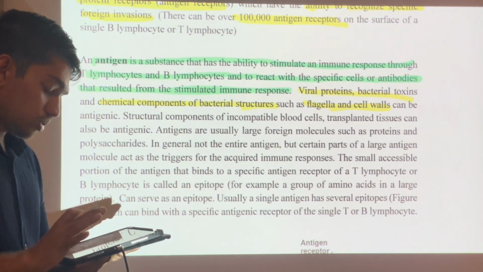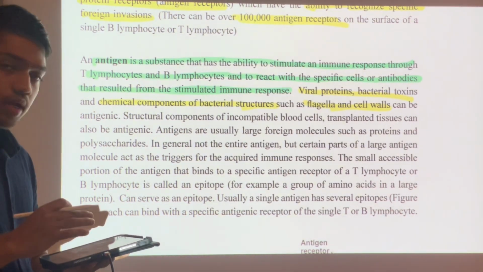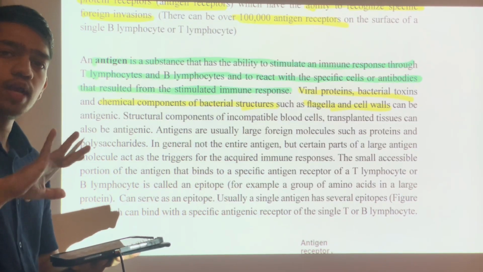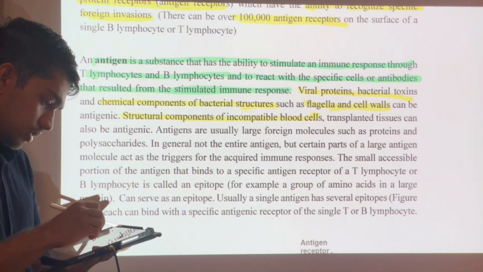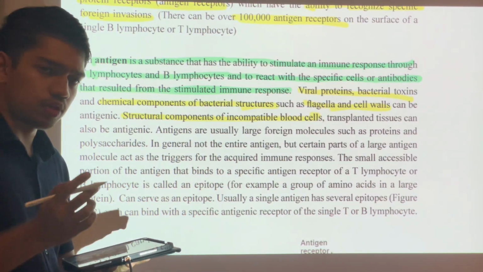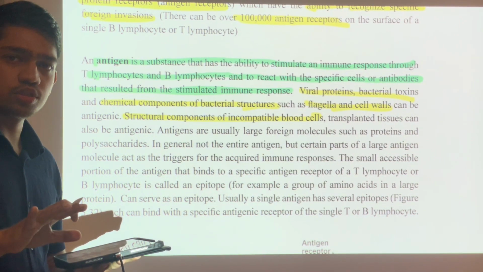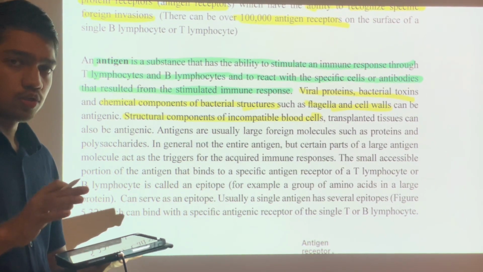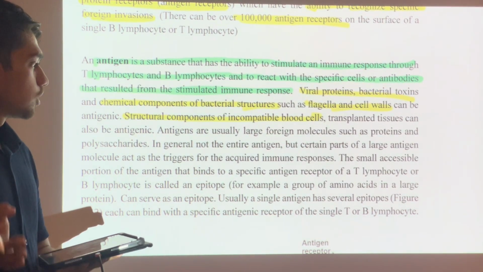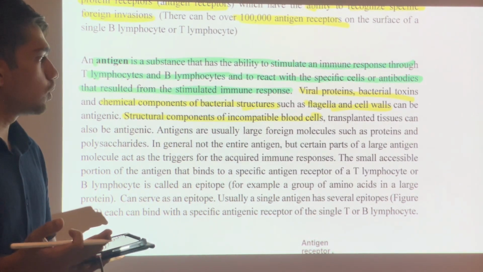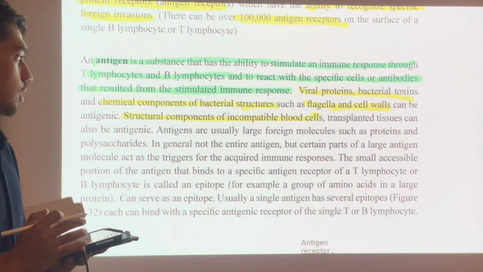And so these are parts of pathogens, right? Viral proteins and bacterial toxins are all from pathogens, right? But I mentioned foreign substances can be antigenic. So structural components of incompatible blood cells, right? Incompatible blood cells, we know under circulation we talked about what antigens are present on red blood cells, right? So if an incompatible blood type is given to a person, it can induce an immune response. Agglutination, we talked about that under circulation.